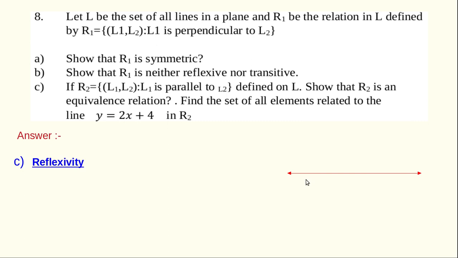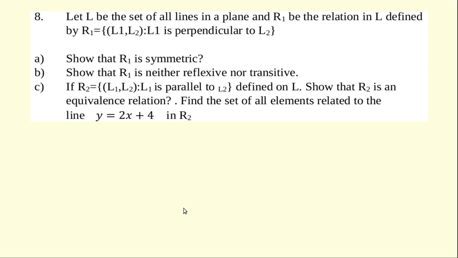This is a line, and the name of the line is L1. It is clear that every line is parallel to itself. The meaning is that the slope of a line is equal to the slope of the same line. A line and the same line have the same slope. Parallel means the slope is the same. In that sense, we can say every line is parallel to itself. Hence, the relation R2 is reflexive.